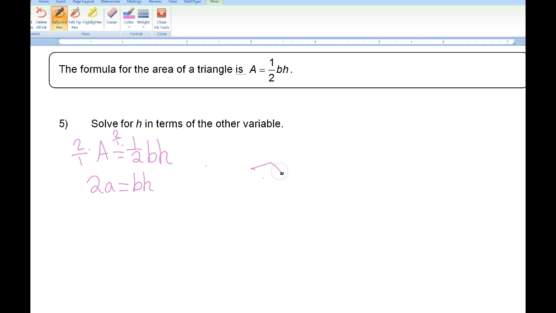So I want to get rid of B. I want to divide by B. So when we divide by B, what's that look like? So 2A over B equals H, perfect.